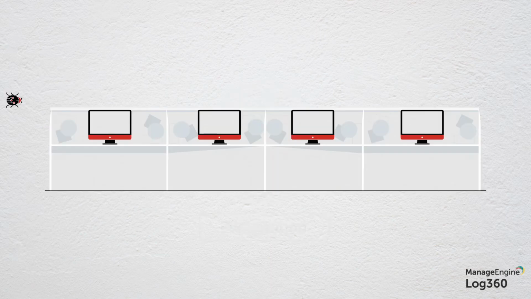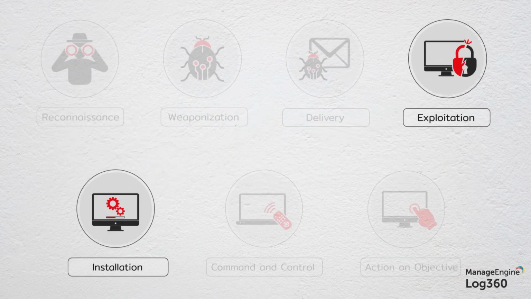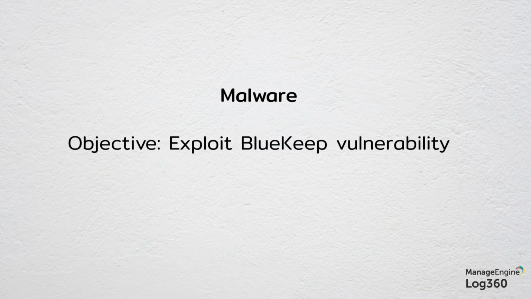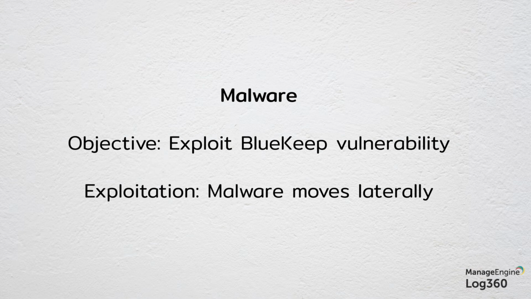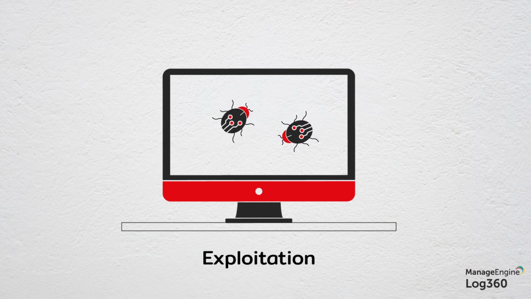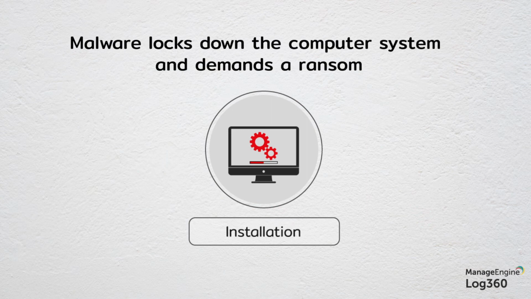Exploitation. At this stage, the delivered malware is used to exploit the victim's network. Immediately after, the installation stage occurs, in which the malware is triggered to perform the intended action. There's a thin line between the exploitation and installation stages. Let's look at an example. Consider a ransomware attack. Malware is developed to exploit a known vulnerability, say Bluekeep, and is delivered to your network through a phishing email in the delivery stage. At the exploitation stage, the malware spreads laterally within the network by exploiting the known vulnerability. At the installation stage, the malware locks down the computer system or files and demands a ransom.